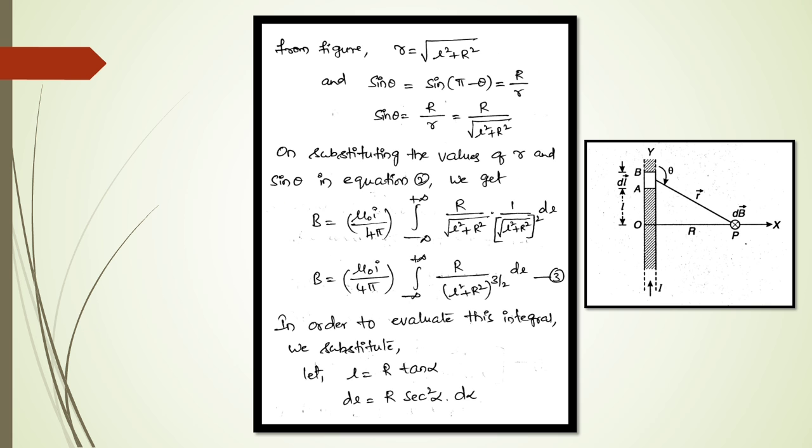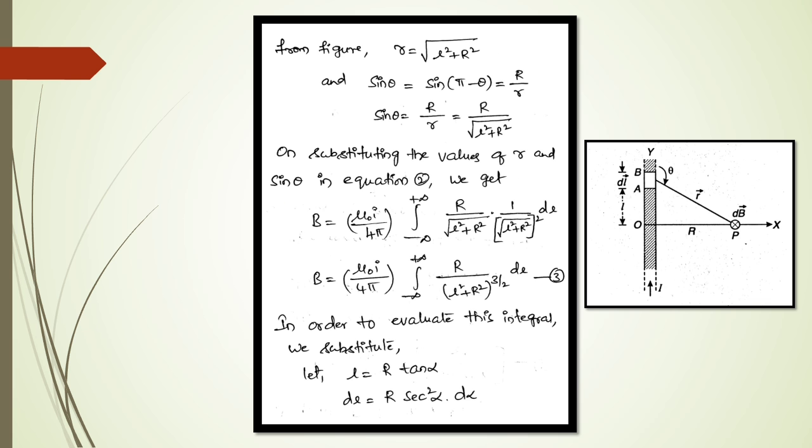From the figure, small r is equal to root of L square plus capital R square, and sine theta can be written as sine of 180 minus theta. From the figure, sine of 180 minus theta is equal to capital R by small r, so sine theta is equal to capital R divided by small r, that is capital R divided by root of L square plus R square. So small r is equal to root of L square plus R square, and the sine theta value is equal to capital R by root of L square plus R square.